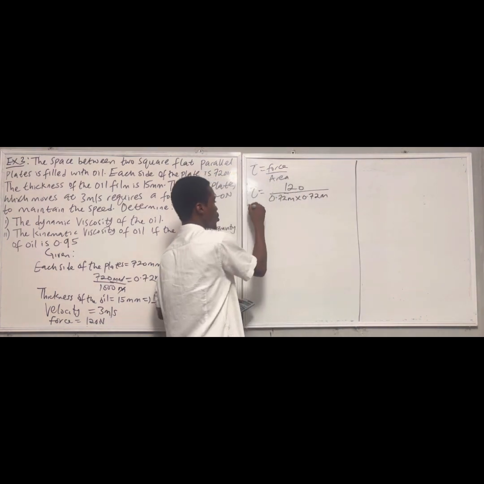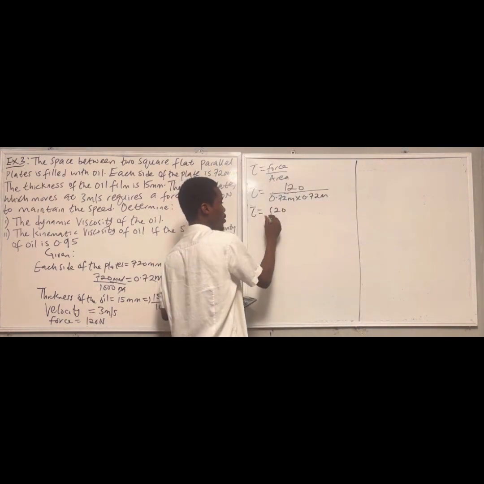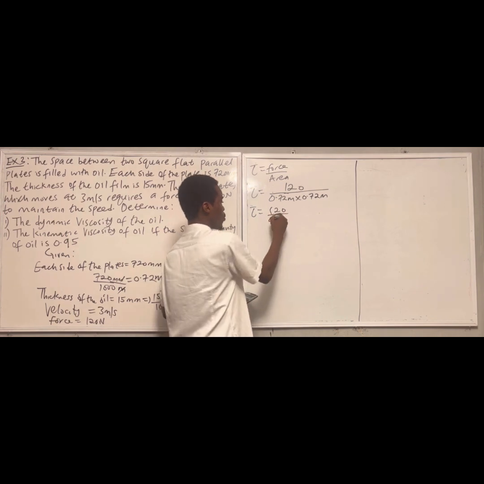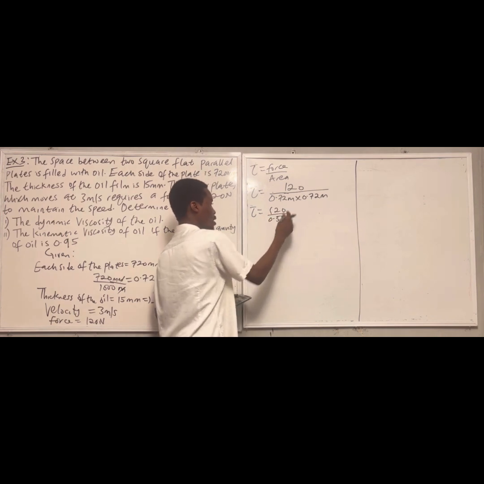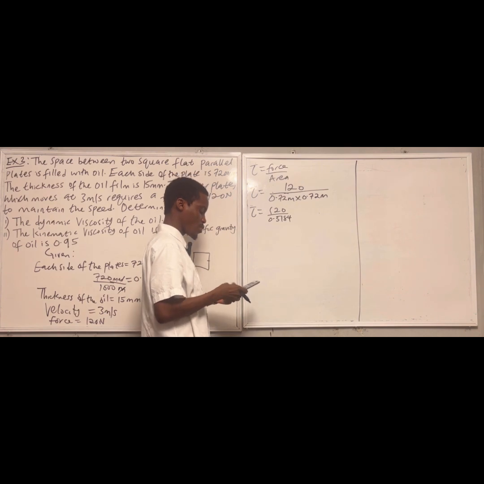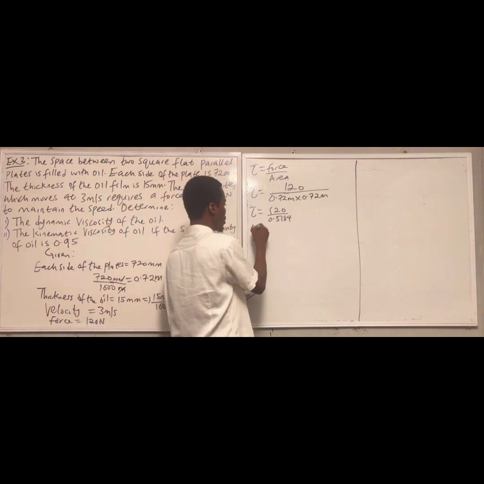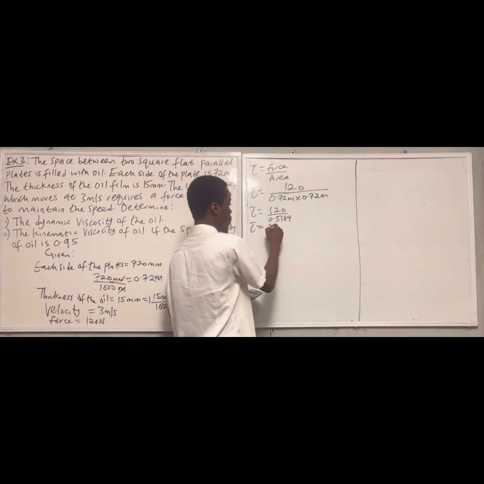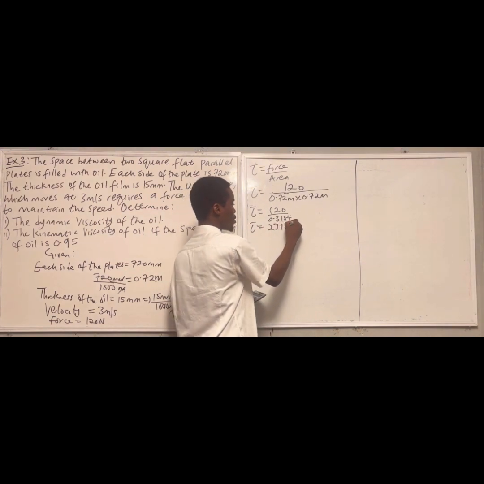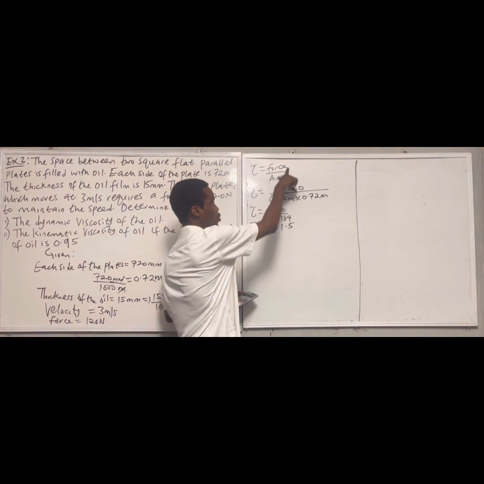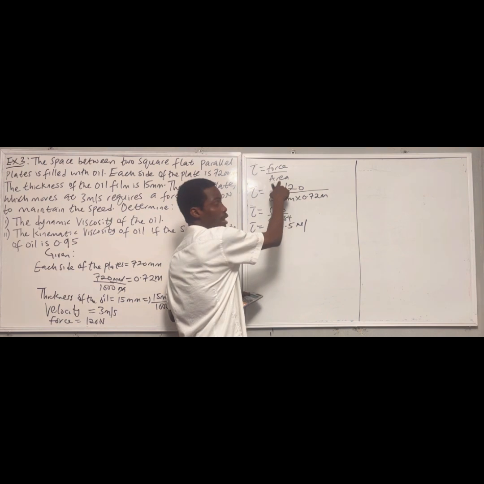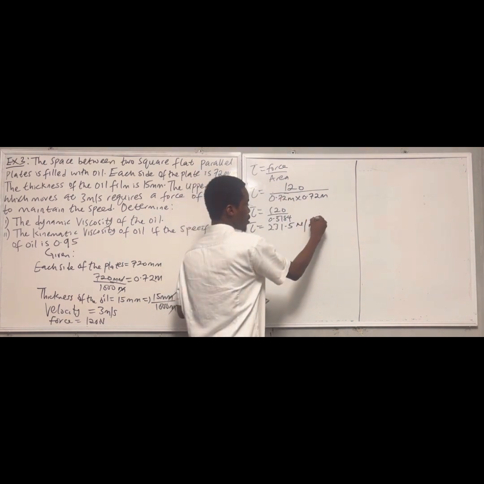So our top will now be 120, our shearing stress, over 0.5184. If you divide 120 by 0.5184, we have approximately 231.5. Remember, our force is measured in Newton. Our area is measured in meter square.